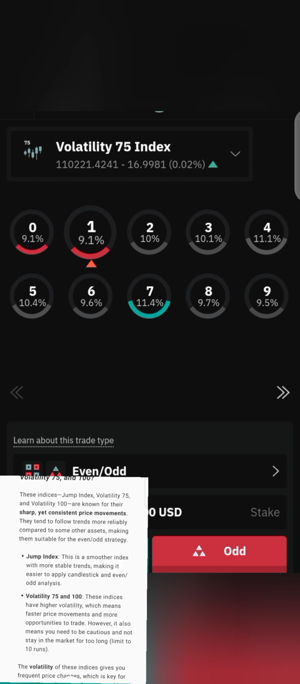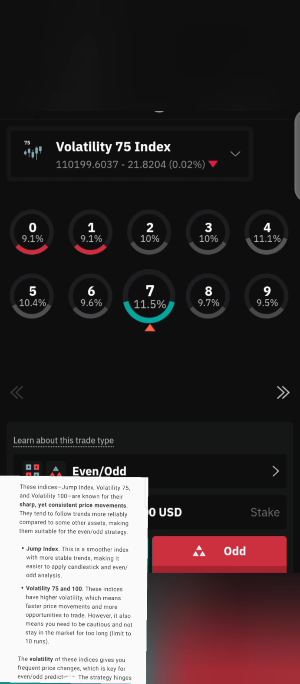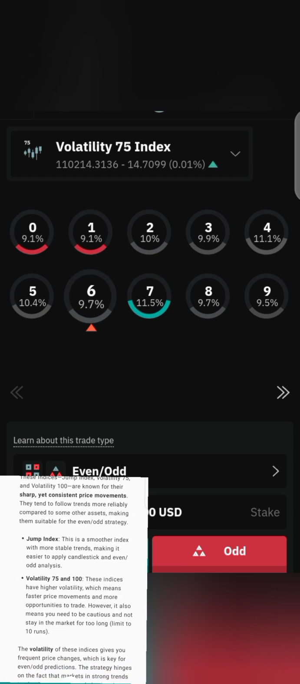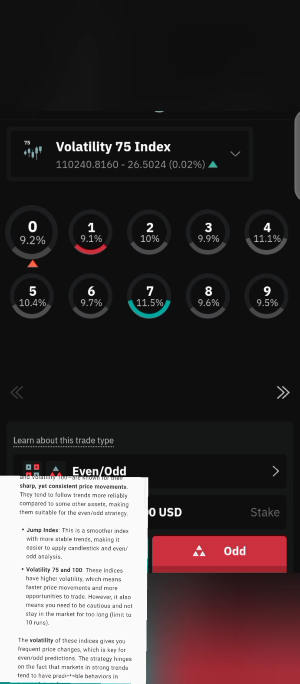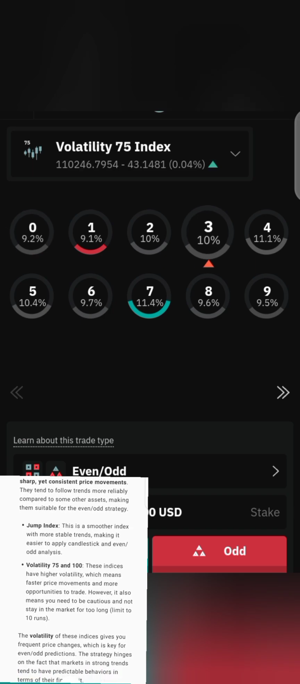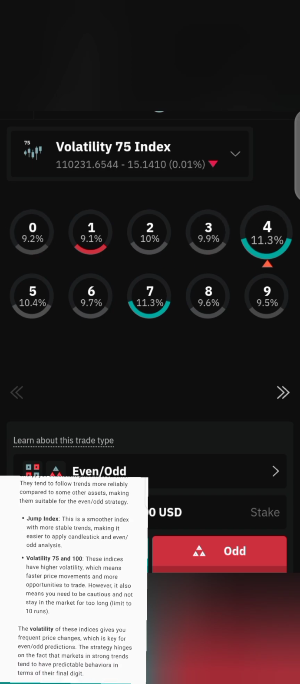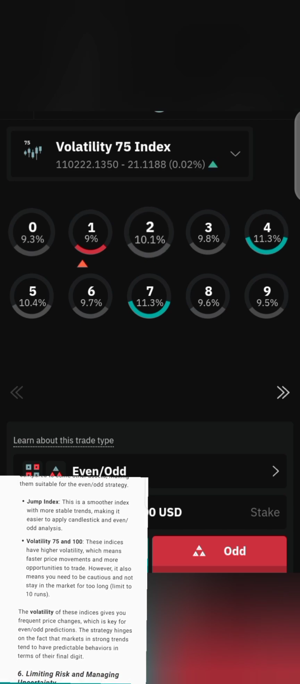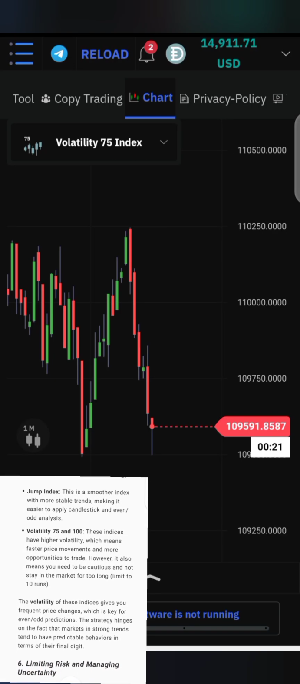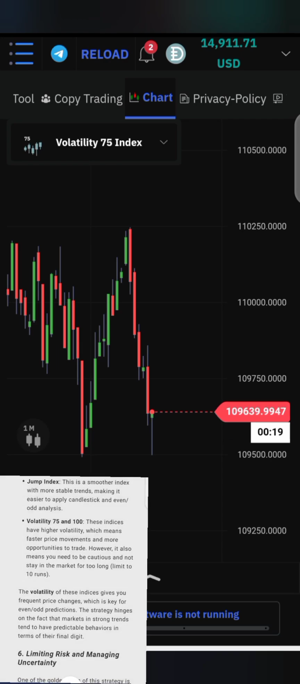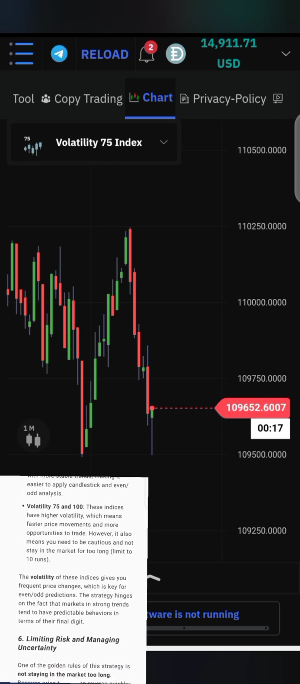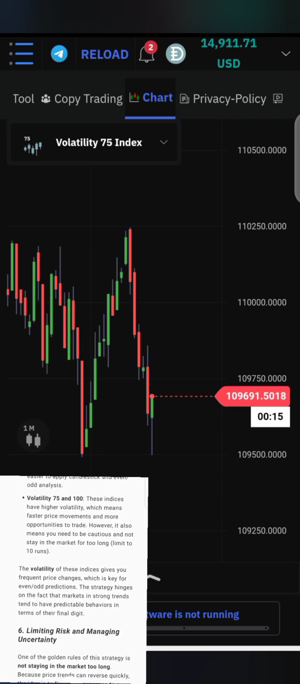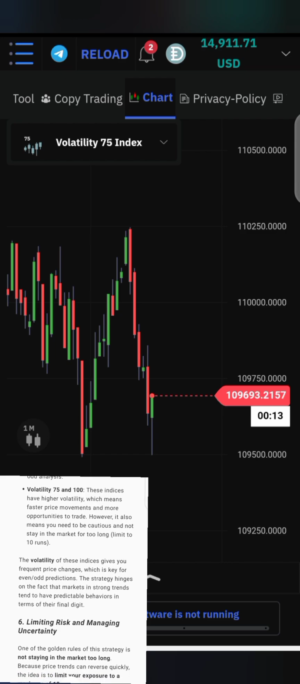5. Why choose Jump Index, Volatility 75, and 100? These indices are known for their sharp yet consistent price movements. They tend to follow trends more reliably compared to some other assets, making them suitable for the even-odd strategy. Jump Index: this is a smoother index with more stable trends, making it easier to apply candlestick and even-odd analysis.